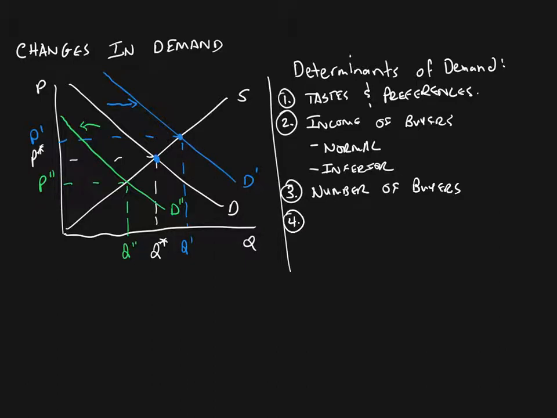Another is going to be the expectations of buyers with respect to the future price of the product or service. So if buyers think that the price of this good or service is going to go up in the future, and it's something that they are thinking about buying, then they may be more inclined to want to buy today. This is going to cause demand to go up, which actually will cause prices to start to rise.